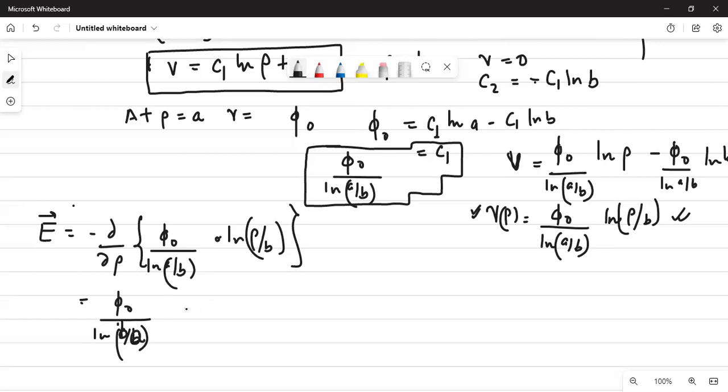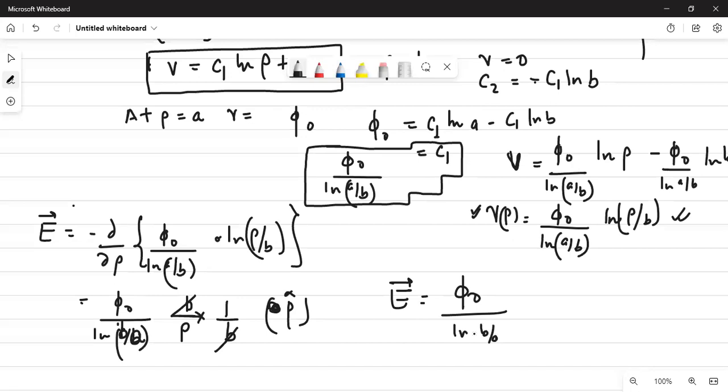And this derivative will be 1 upon rho upon b. So this will come as b, and rho will come here. And then 1 upon b, because the derivative with respect to rho will be 1. 1 over b comes with the chain rule. So the electric field will be in the rho cap direction, and this minus I have absorbed. So electric field in general in rho cap direction can be written as phi naught upon ln of b upon a, and then you have this rho. This is your electric field.